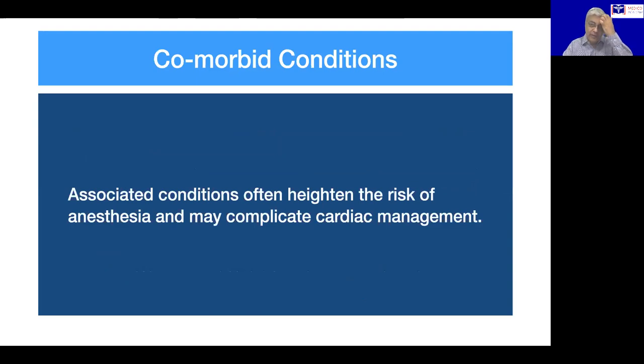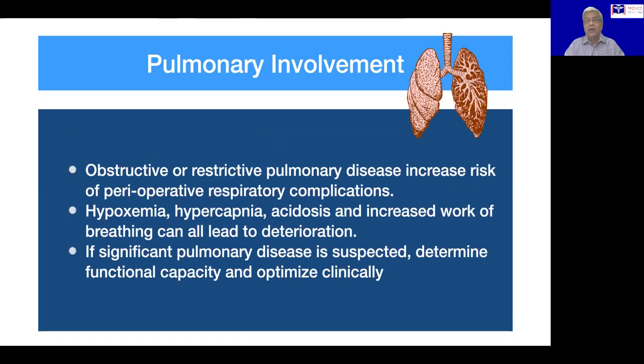Also look for comorbid conditions in patients, because the associated comorbid conditions often heighten the risk of anesthesia and may complicate the cardiac management of the patient. Which are the common comorbidities which we should be afraid of or we should look for?